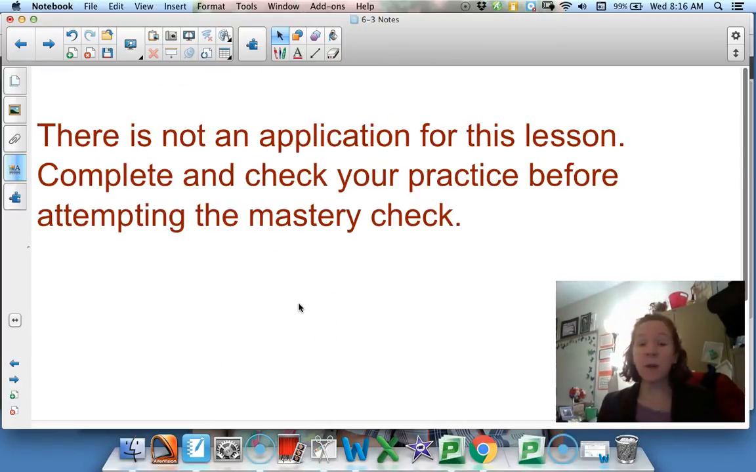All right. That's pretty much it. I probably could have added this on to part 1 of the video, but that would have been 20 minutes. So there's not an application; it's kind of built into that interpreting. A lot of the practice is going to be not just creating these dot plots and histograms, but also using them to draw conclusions. So if you're having trouble, let us know, but good luck.